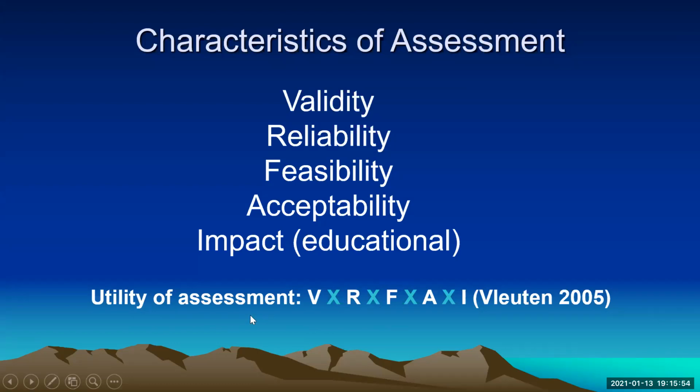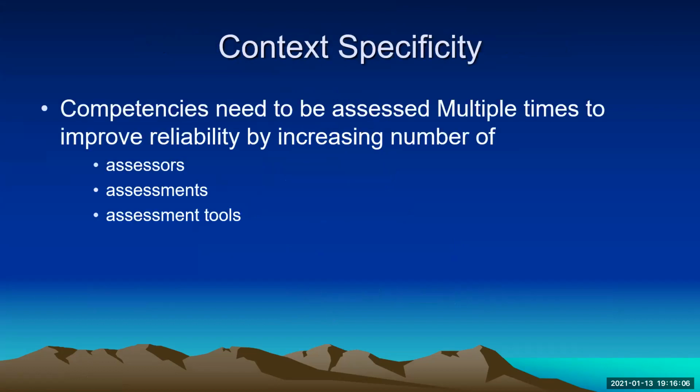So utility of any assessment is a product of all these characteristics: validity, reliability, feasibility, acceptability, and it should have an educational impact or learning impact. Then there is one term, context specificity. Now here we are dealing with the competencies.